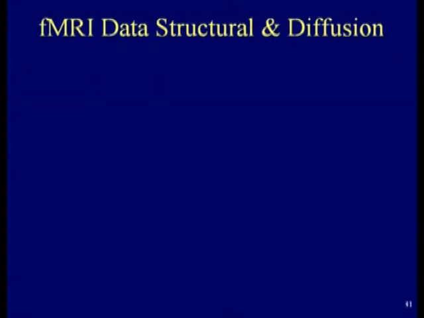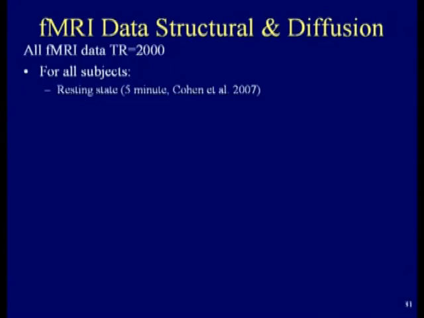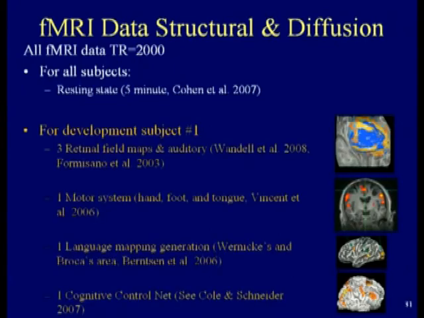In terms of the MRI data for the structural and diffusion, we will collect MRI data for this on all subjects. We'll provide a resting state, so you can use resting state analysis methods in your segmentation element. We'll also provide for subject 1 and use internally for the other subjects the retinal field maps and auditory field maps, the motor system for the hand, foot, and tongue, the language systems, Broca's area and Wernicke's area, and the cognitive control net for attention, task decision making, and sequencing.